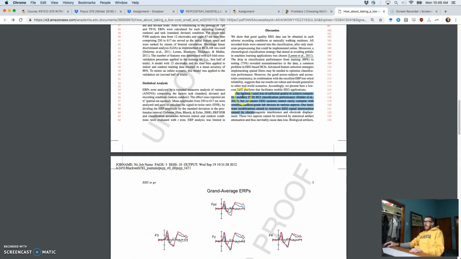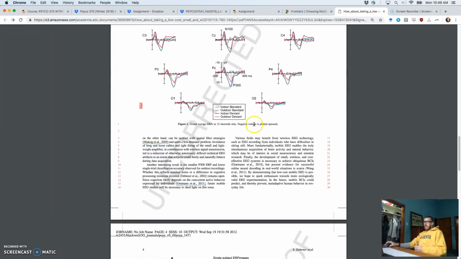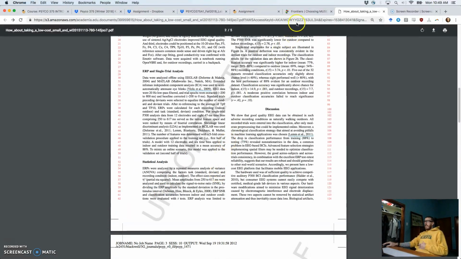Okay, well, "the hardware used was of sufficient quality to achieve competitive auditory P300 BCI classification performance." And so you can read through and see, oh, this seems like it was doing just as well as you would need, and then they suggest some other ways to further improve it. So a discussion really situates the results of the paper in terms of the other literature. Here's another interesting question they talk about in this paragraph. And that's the same for any paper.